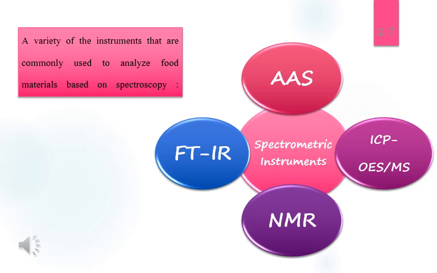Here I would like to tell you some of the spectrometric instruments that are widely used in combination with chromatographic techniques. They are AAS, which stands for Atomic Absorption Spectrometry; ICP-OES or MS, which stands for Inductively Coupled Plasma Optical Emission Spectrometry or mass spectrometry; NMR, nuclear magnetic resonance spectroscopy; and the last one, FTIR, which stands for Fourier transform infrared spectrometry. These are the variety of instruments used for the analysis of food materials based on spectroscopy.